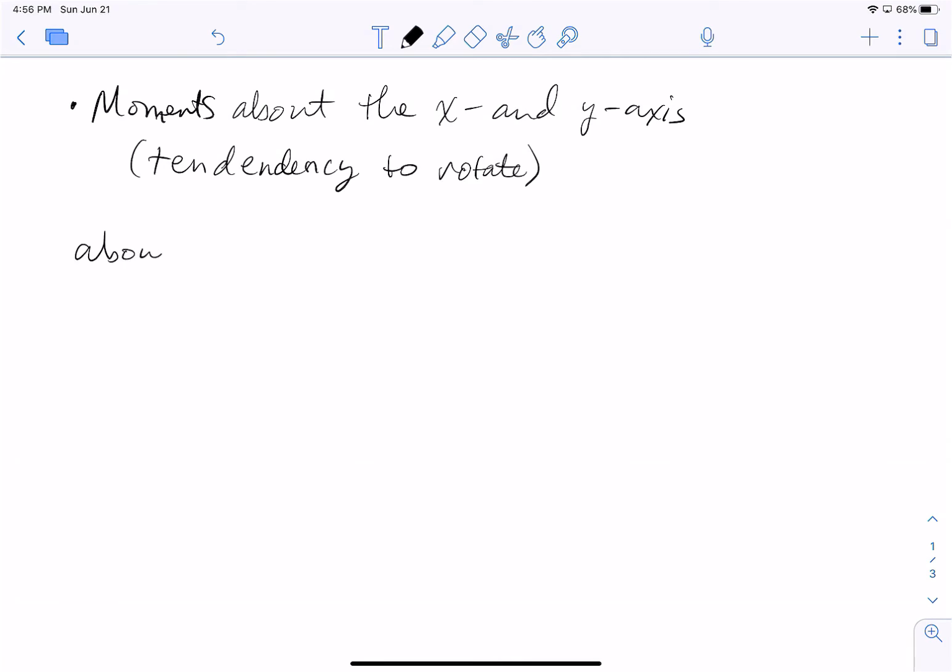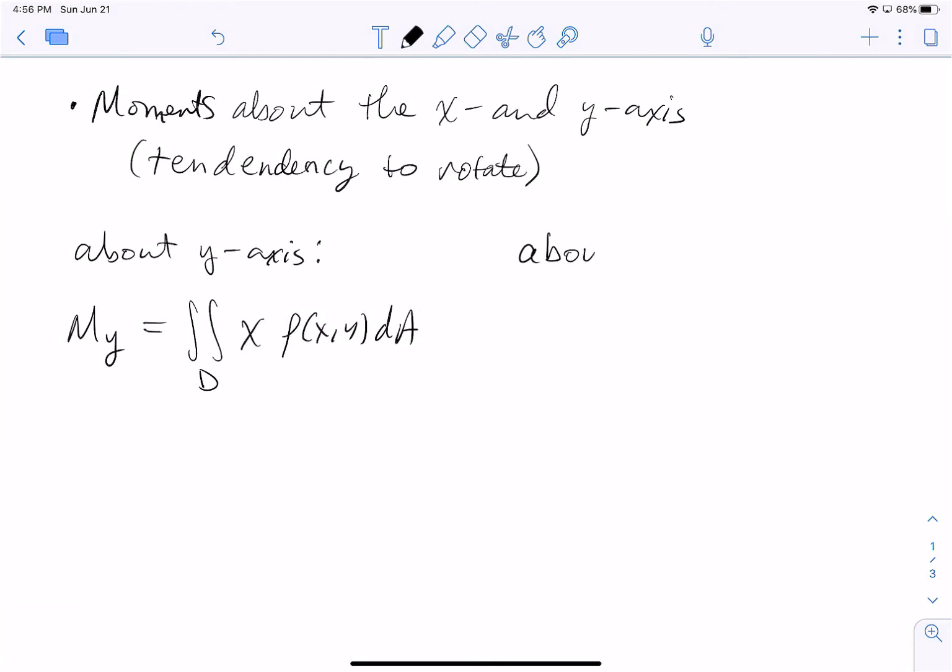The moment about the y-axis is the tendency to want to flip in the x direction, and it is given by M sub y equals the double integral over D of x times rho of x y dA. What you essentially have is that rho of x y dA gives us our mass, and then x is the distance from the y-axis. So mass times distance gives us that moment. Similarly, the moment about the x-axis is M sub x equals the double integral over the region D of the distance from the x-axis, which is y, times rho of x y dA.